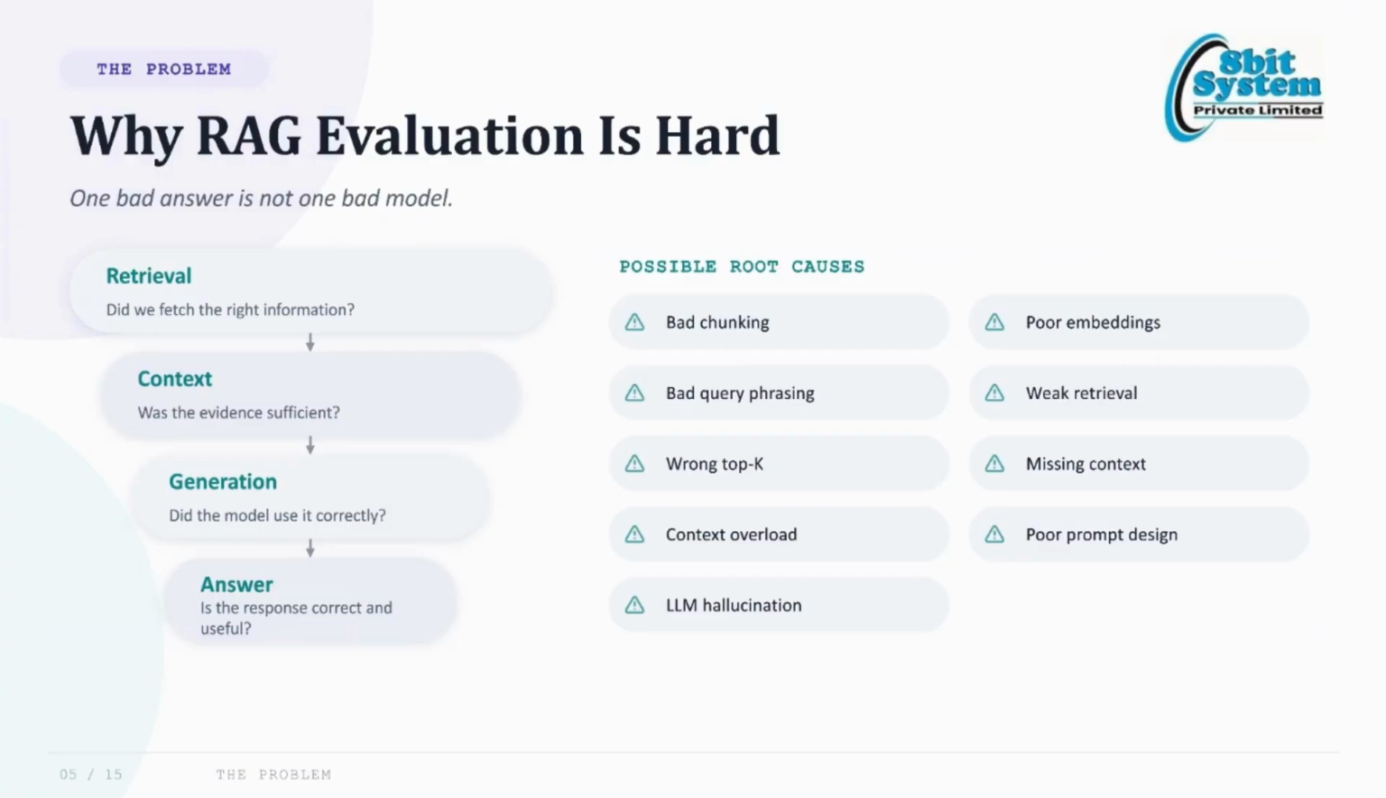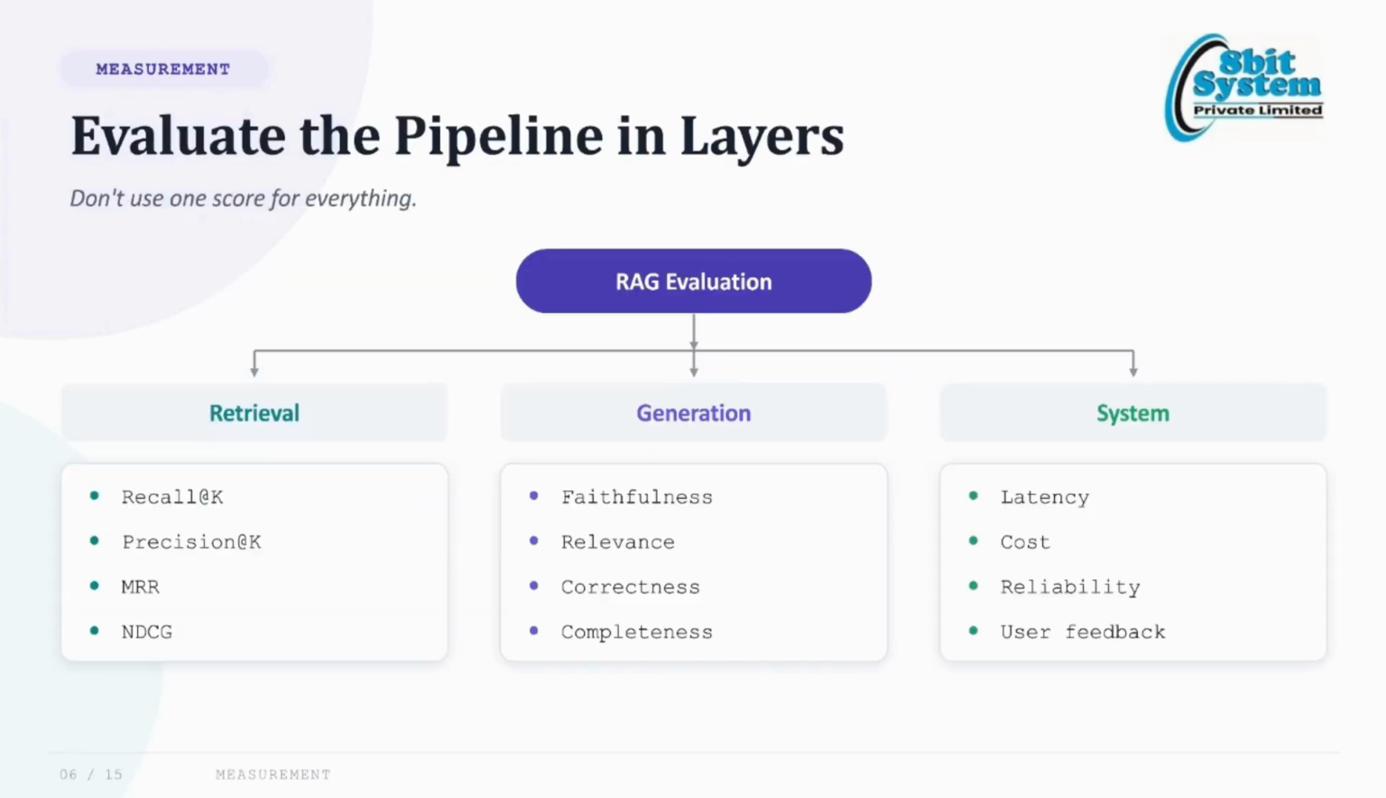Why is this hard? Because there isn't one thing that can break. There are four layers: retrieval, context, generation, and the final answer. One bad answer doesn't mean you have one bad model. It could be bad chunking, weak embeddings, the wrong top K, or plain hallucination. You have to isolate which layer actually failed. So don't use one score for everything.